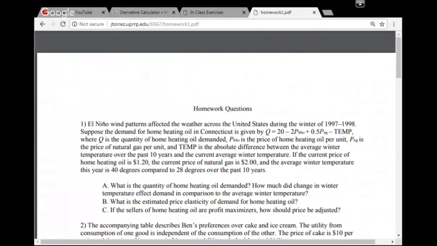It's a little bit confusing for me because the temperature is higher right now. Oh, yes, the temperature is higher. So that would mean that theoretically, at least, we're going to use less home heating oil. Theoretically, you're right. But for some reason, this is absolute. They use the absolute value of temperature.